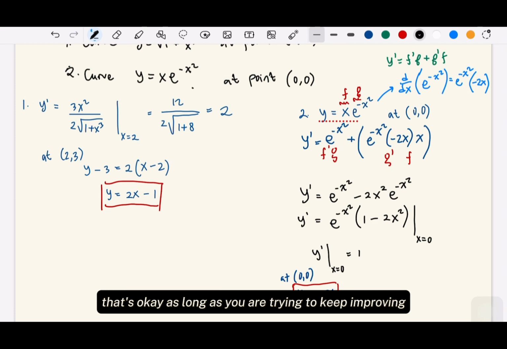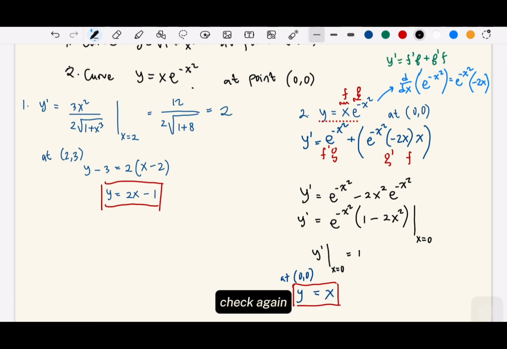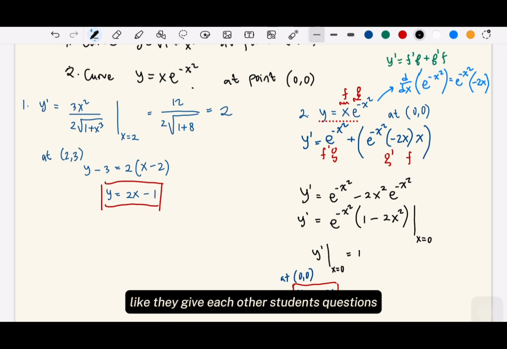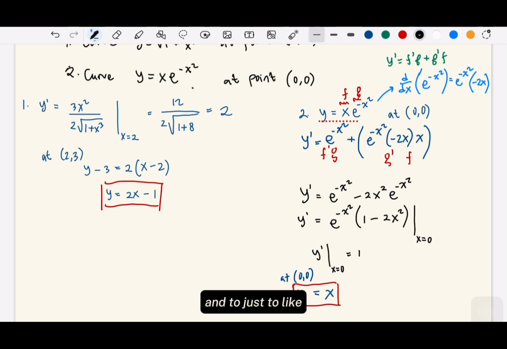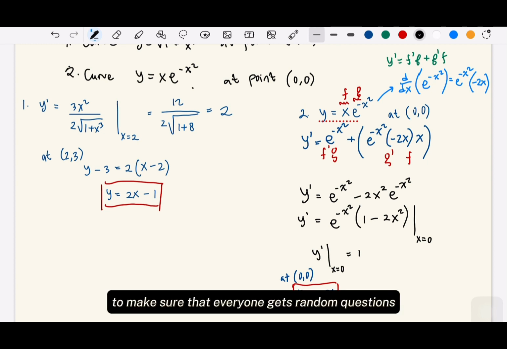Keep improving, and check again. I think you can also do it with your friends, like pairing, or maybe 3 students giving each other questions. Okay? So it's kind of random, to make sure that everyone gets random questions. So you could also try doing that as well.